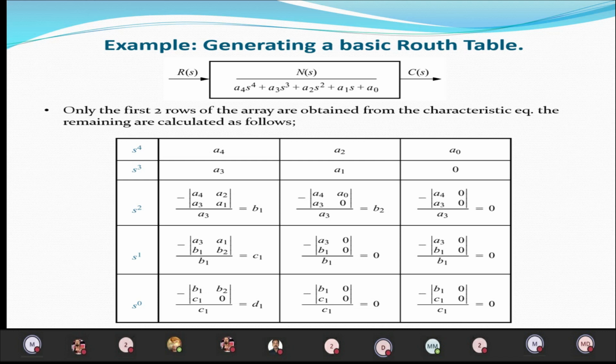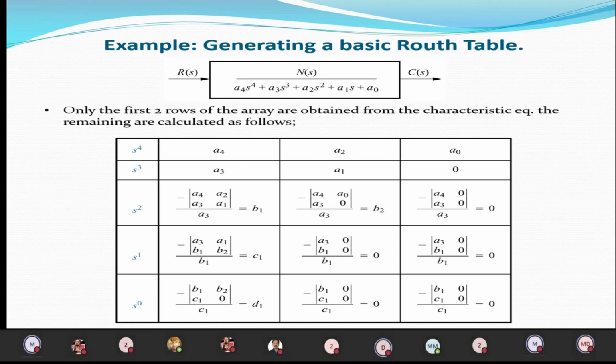Okay, so now for S power 0, you have to consider the above two rows. Therefore, B1 and C1 you have to consider. So you will be getting C1 into B2 minus 0 into B1 divided by C1, like that it will come.